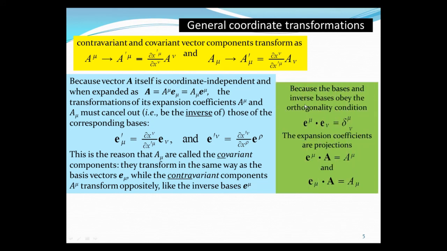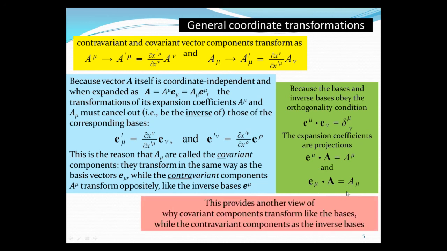Also, the base and the inverse basis vectors are orthogonal to each other. So we can use this property to project out the coefficient expansion. For example, if I dot the inverse basis into this expansion, then because the base vector term becomes 1, the projection of the vector onto the inverse basis is the contravariant component. In the same way, the projection of the vector onto the base vector gives the covariant component.